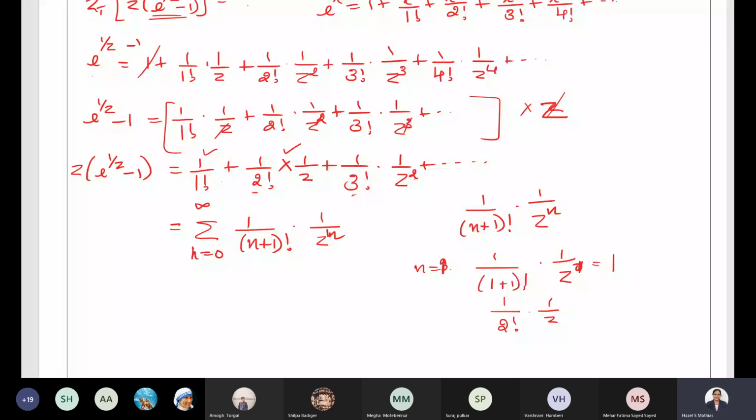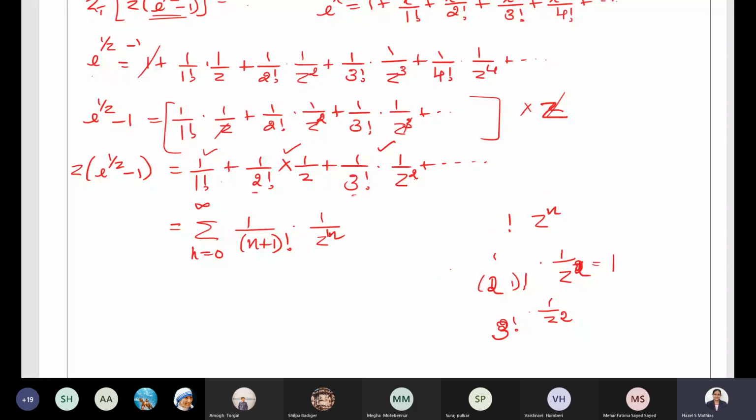Now you give n equal to 2. What happens? It will be 2 plus 1 factorial into z power 2. 2 plus 1 is 3, so 1 by 3 factorial into 1 by z square. It is the third term of the expression. So I hope this is clear, the nth term.